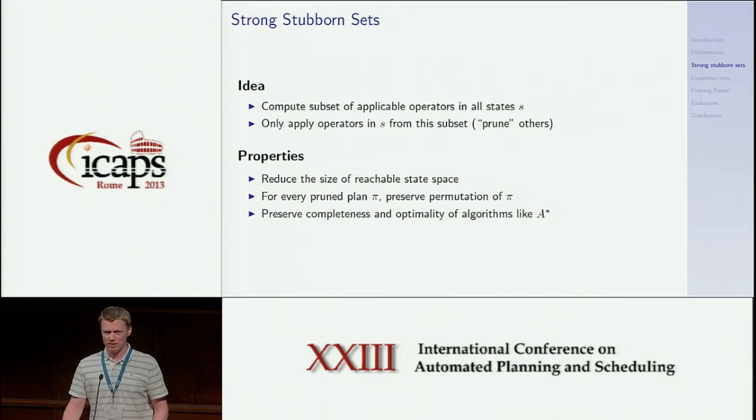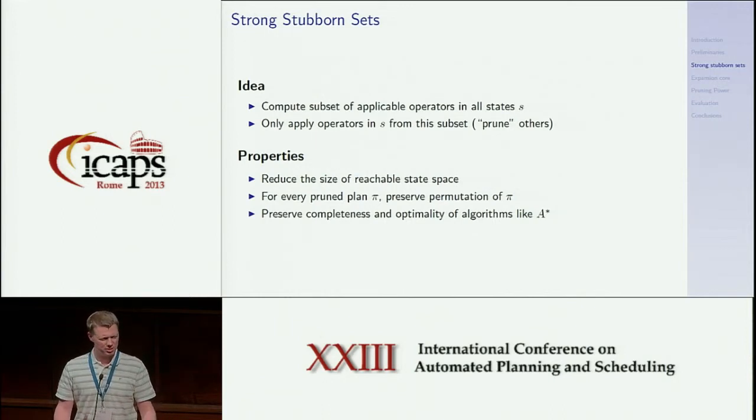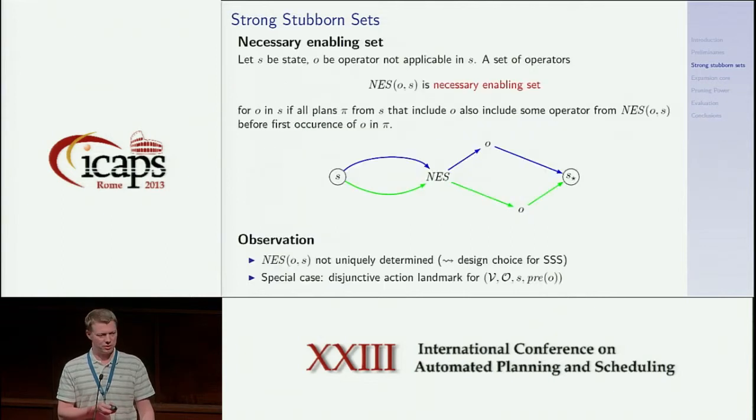Strong stubborn sets do this in a way that optimality and completeness are preserved, because for every plan that is pruned, it is guaranteed that a permutation of this plan is not pruned. And doing so, the size of the reachable state space is potentially reduced. And the question is how to do that.